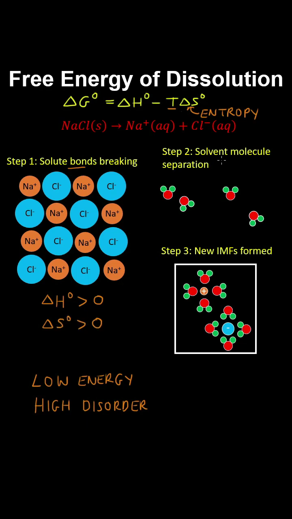And in step 2, energy is required to separate the solvent molecules, and therefore the intermolecular forces become less significant, and the disorder of the system also increases. And when the intermolecular forces are formed, in this case being ion-dipole interactions, energy is given off to the surroundings, and the system is more ordered. And we'll quantify the free energy for reactions later on.